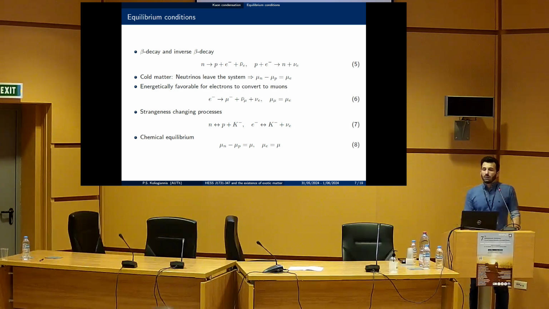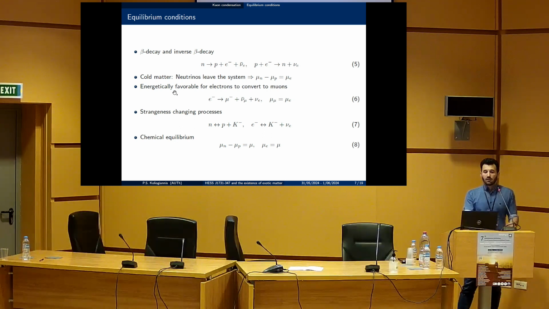We now need to find a ground state for our system with nucleons, kaons, electrons, and muons. For the considered densities, beta decay and inverse beta decay are taking place, and by assuming cold matter, which is our current project, we assume that the neutrinos that were already generated have left the system, and the chemical potentials are given by this relation.